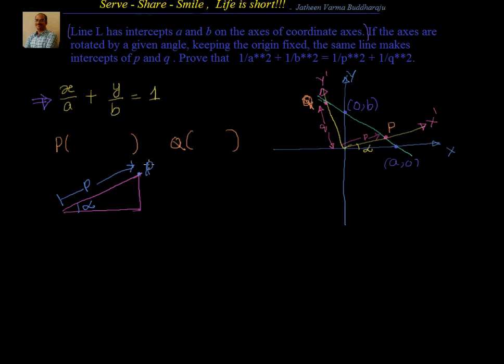So we will know that if that is P, then this length will be P cos alpha and this length will be P sin alpha. I hope you are okay with that. A little bit of trigonometry. So we know the coordinates of P are P cos alpha comma P sin alpha. So this part is taken care.